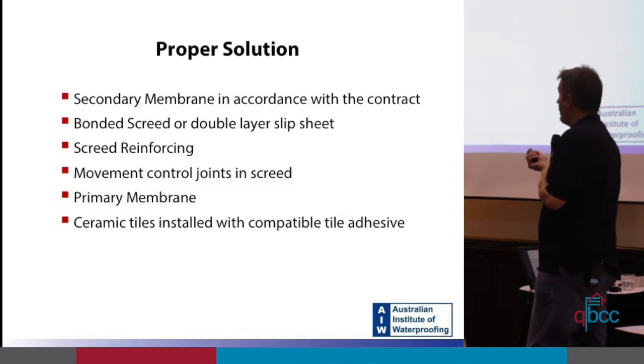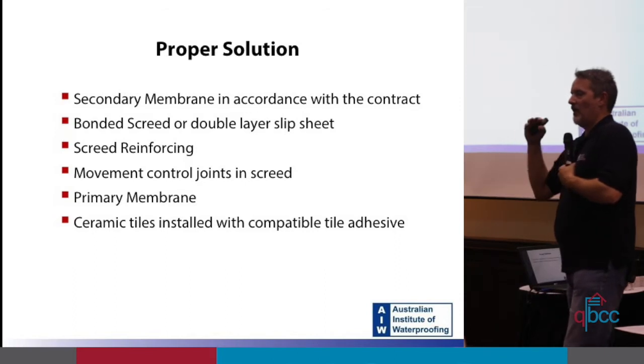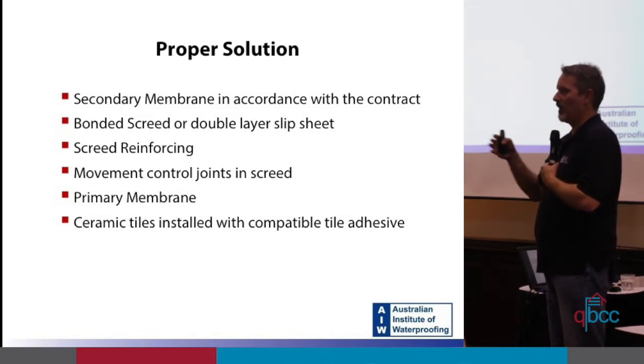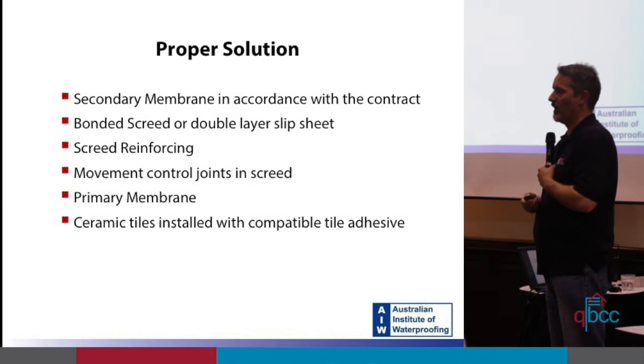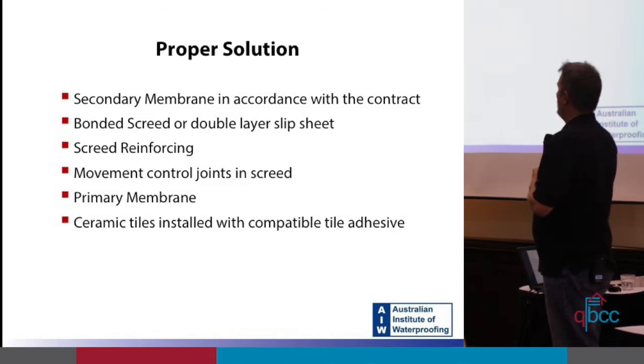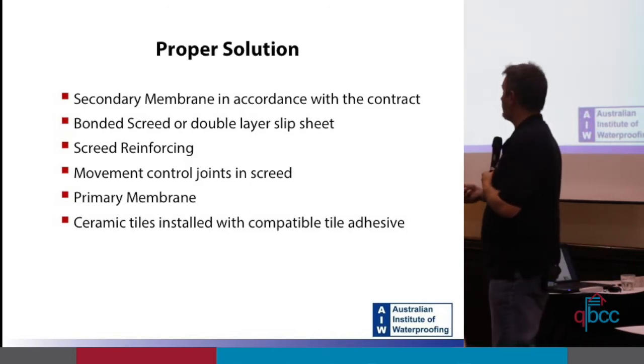Right? The reason why you either bond it or put a double layer slip sheet is, when you have a screed on top of a membrane, through thermal cycling, it's going to grow, shrink, grow, shrink, and it's very abrasive, so eventually it's just going to rub through that membrane. If you've got a double layer slip sheet there, the movement happens in between the two slip sheets. Okay? Remember that also. That's going to appear a lot in this presentation.